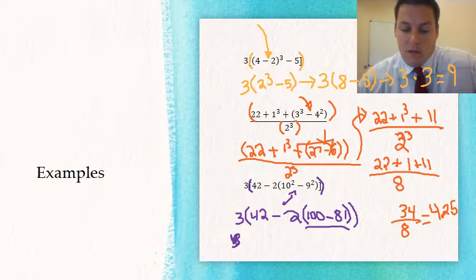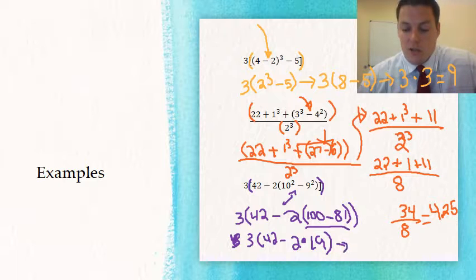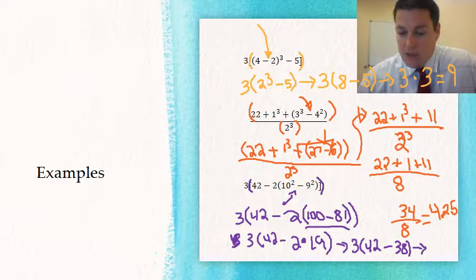I have 3 times quantity 42 minus 2 times 100 minus 81, which is 19. Still got to work in parentheses first, and inside the parentheses my first step is multiplication. So I'm going to have 3 times 42 minus 2 times 19, which is 38. Working inside of parentheses still, 3 times 4. My answer should be 12.